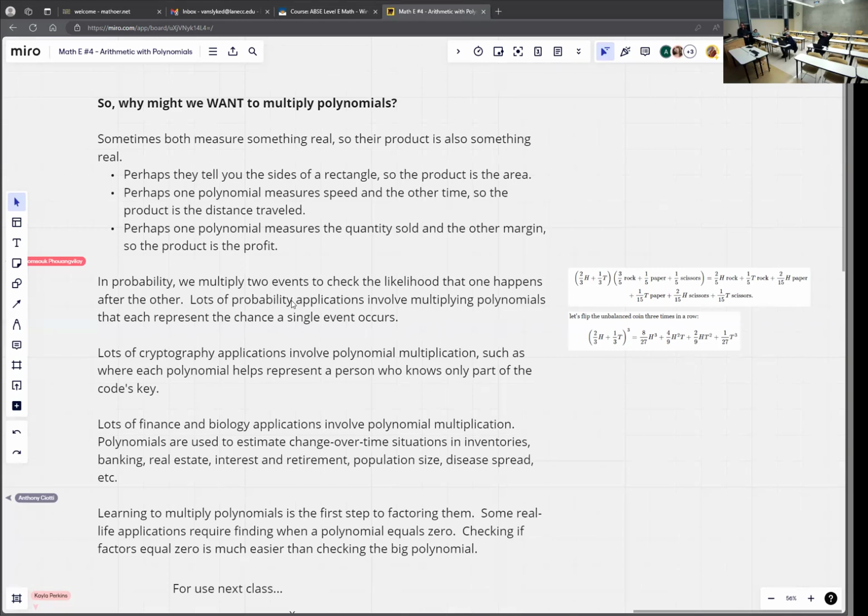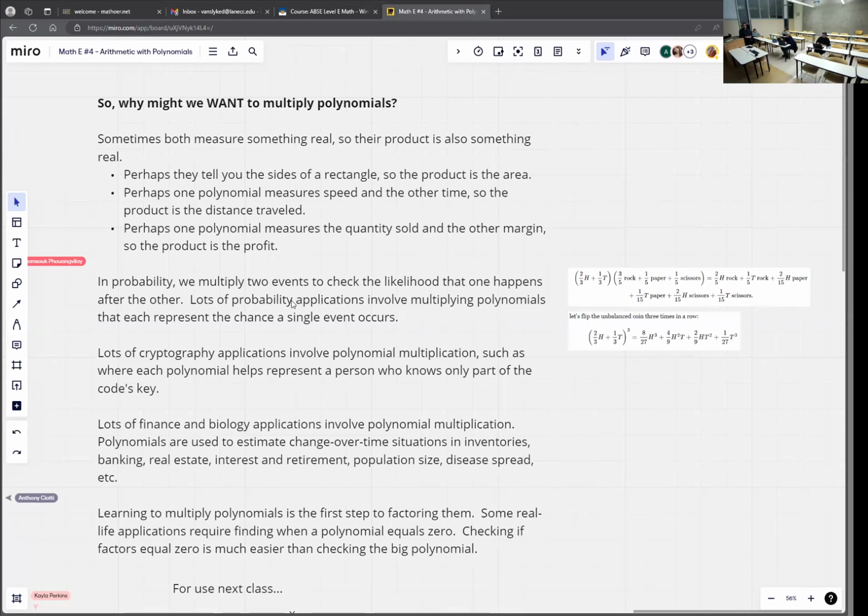In probability, we multiply two things to check the likelihood that one thing happens after the other. So the chance of getting two heads with coins is a quarter. It's a half for the first coin multiplied by a half for the second coin. So if we wanted to have two events that have probabilities, and there's some examples on the side that I don't want to really go into, but we could if you want, then that's another case where you multiply two things together. Too complicated to get into a tangent now.